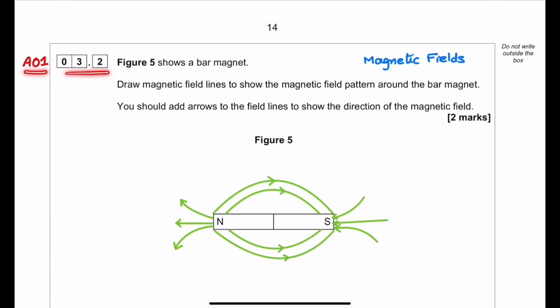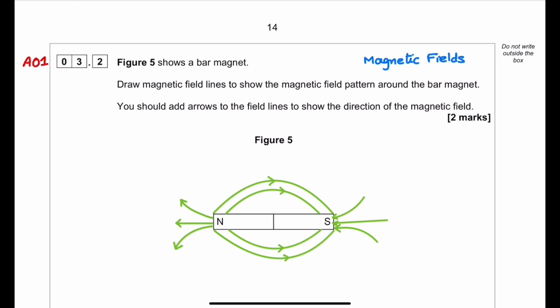3.2 is an AO1 question. Figure number 5 shows a bar magnet, and this question is from the topic of magnetic field. Draw the magnetic field lines to show the magnetic field pattern around the bar magnet. You should add arrows to the field lines to show the direction of the magnetic field.